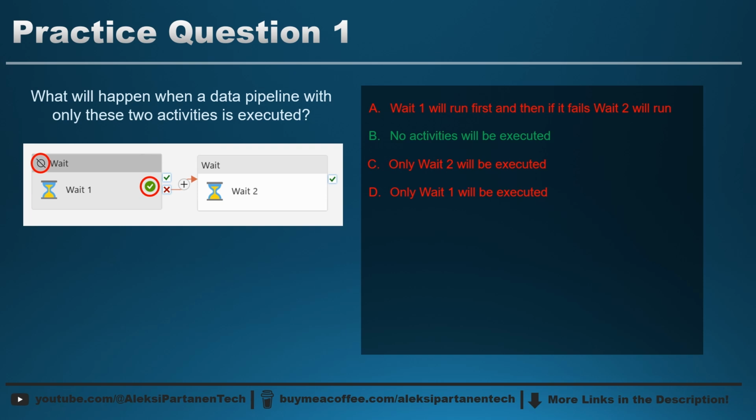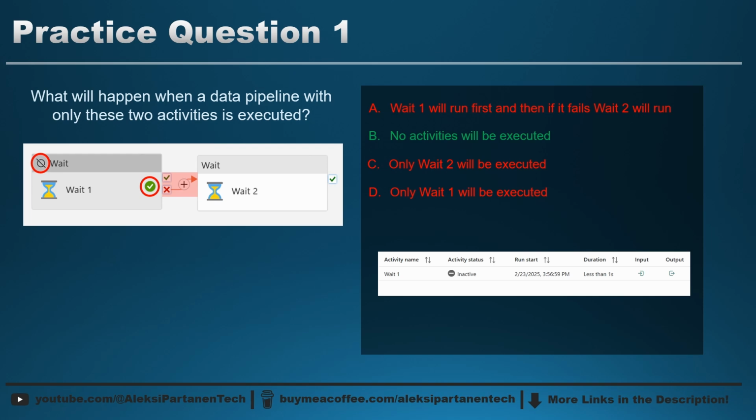Then the last thing is that wait 2 has on failure dependency to wait 1, which means that it will only run when wait 1 fails. And since we have defined wait 1 to be successful even though we don't actually execute it, the wait 2 will not run. This means that when this pipeline executes, nothing will actually execute. Here we can see how does the output look when this runs.